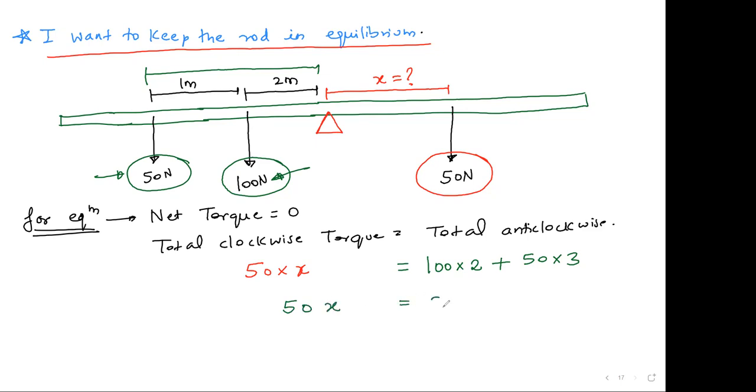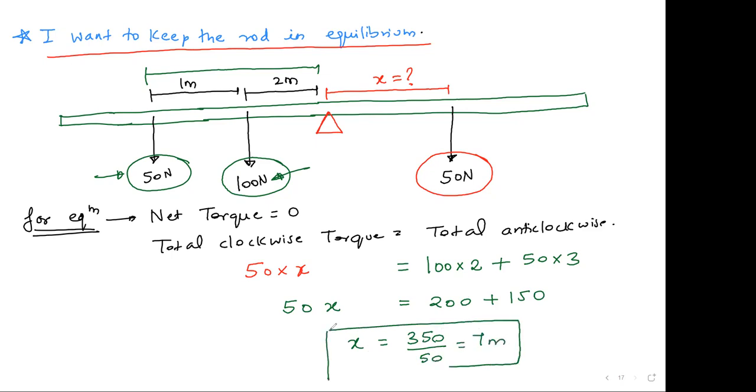So now do the calculation, do the math. 50x equals 200 plus 150, right? So what is x? 350 upon 50, which is nothing but 7 meters. So see, this is the physics behind this. This is how you can do it. I hope this is very clear. Yes, it was. Any doubts in this session? No.